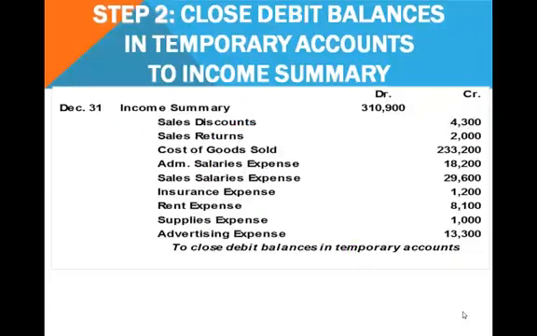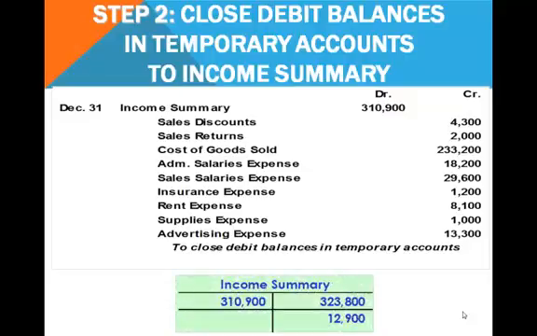Step two is to close all the accounts with a debit balance to income summary, all the temporary accounts with a debit balance. This includes all the expense accounts as well as sales discounts and sales returns. Since these accounts all have debit balances, we'll credit them and debit income summary for their total. After this entry, the balance in the income summary represents the net income.